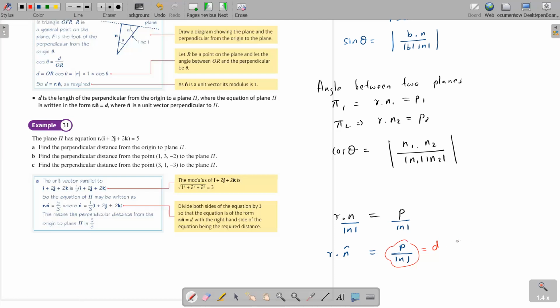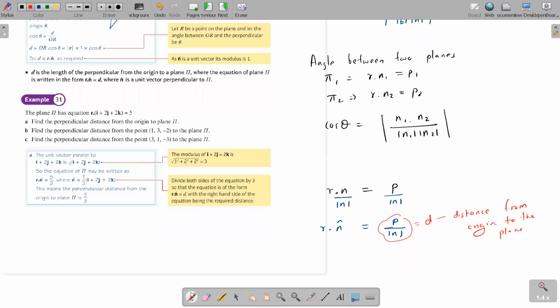D is the distance from the origin to the plane. Understood? So it means like ON. Sorry, Buddha? Like OR something. Yeah, I mean, if this is your plane, and your origin is over here, this perpendicular distance is p over modulus n.